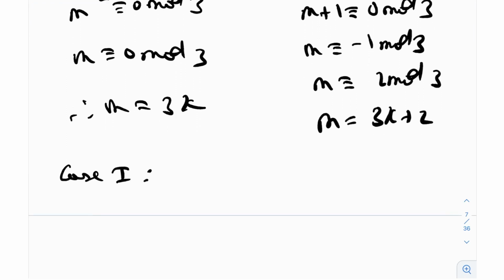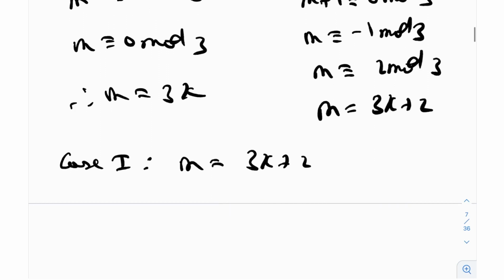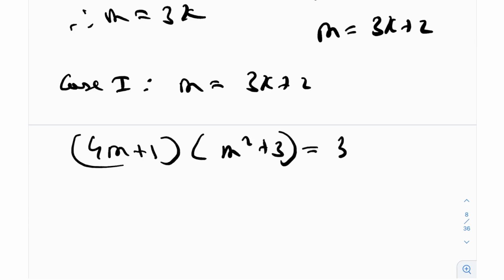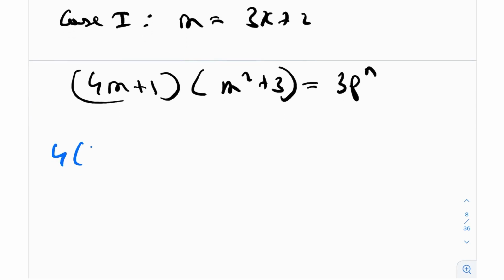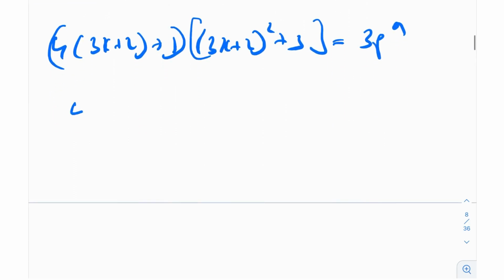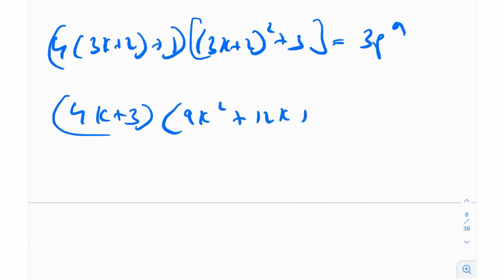Case 1: m can be 3k plus 2, which is 2 mod 3, and case 2 would be m is 3k, which is 0 mod 3. That's great. So we are going to reduce the question to this: 4m plus 1 times m squared plus 3 is equal to 3 times p raised to the power n. So if I substitute m is equal to 3k plus 2 over here, let's see what we get, right? 3k plus 2 whole squared plus 3 is equal to 3 times p raised to the power n. And when you simplify this, you get something like this: 4k plus 3 times 9k squared plus 12k plus 7 is equal to p raised to the power n.